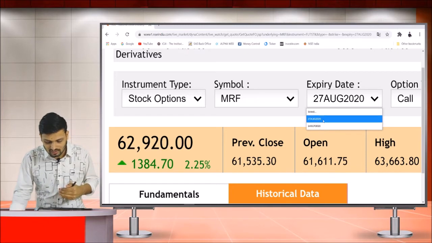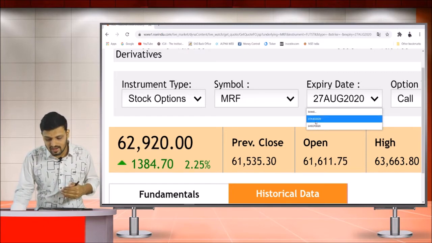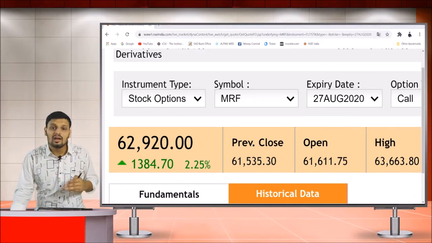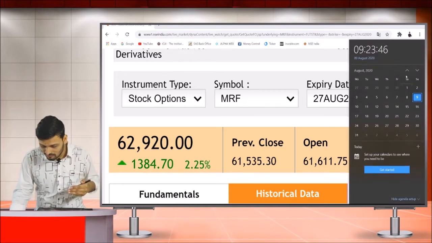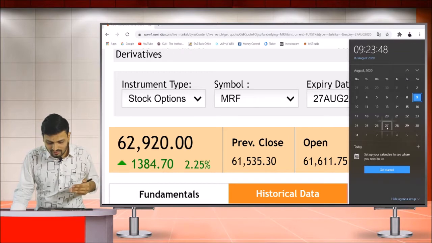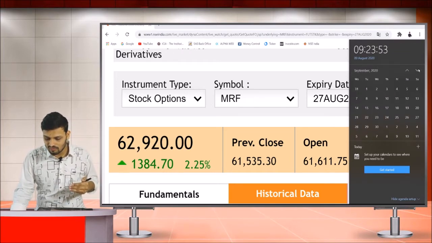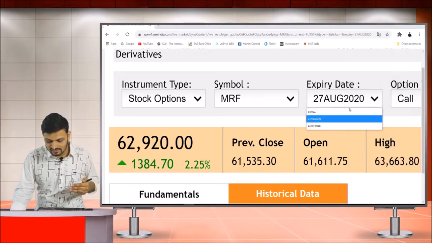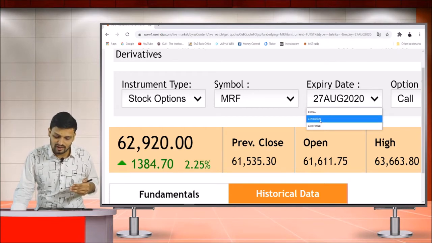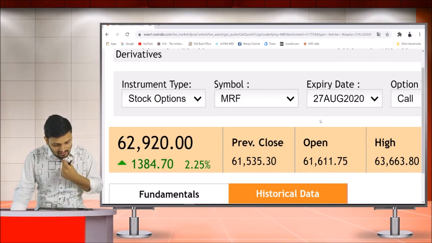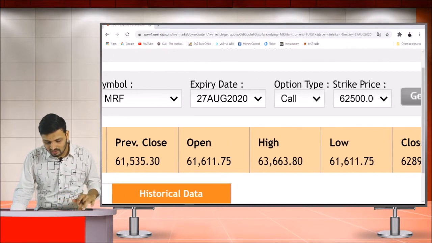Now how are these dates being calculated? These dates are calculated based on the last Thursday of every month. So the last Thursday of August is 27th. That is why you can see the expiry date is also 27. Same way, if you go for September, the last Thursday is 24. That is why, if you can see here in the options, you will find 24th of September as the expiry date of September. So stock options, MRF, expiry date, option type.